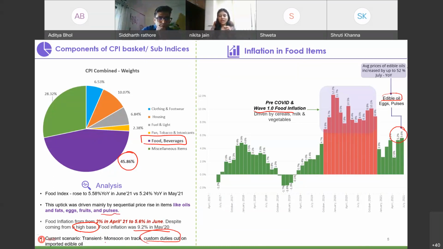monsoon has been on track, though some downside risks still remain because of the incessant rains. But we can see that in the next harvest, when it comes into the market, the prices of food might come down. So overall, this factor remains in our control, and it seems to be transitory in nature.